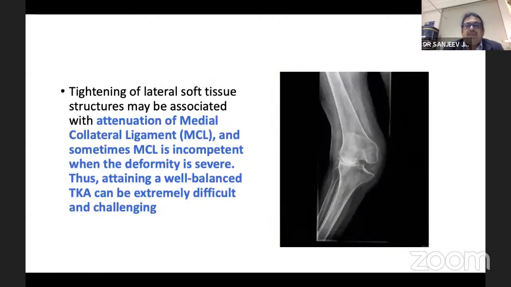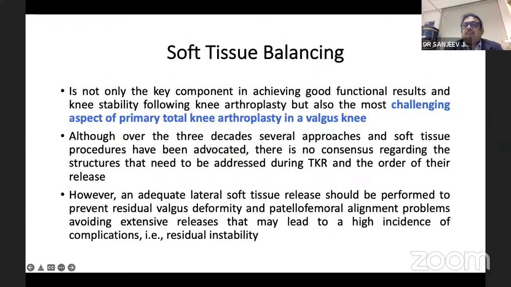But the main problem that remains here is the attenuation of the medial collateral ligament, MCL. And when the MCL is incompetent and the deformity is severe, I think that's a very difficult and challenging situation, which is really the nightmare for the surgeon sometimes. Now, if you look at the literature, the whole valgus knee correction, the soft tissue balancing in a primary knee, in a valgus knee, in a severe form of medial insufficiency is always a great challenge. We can use the tool either the conventional way, or you can use tools like computer assisted or robotic.